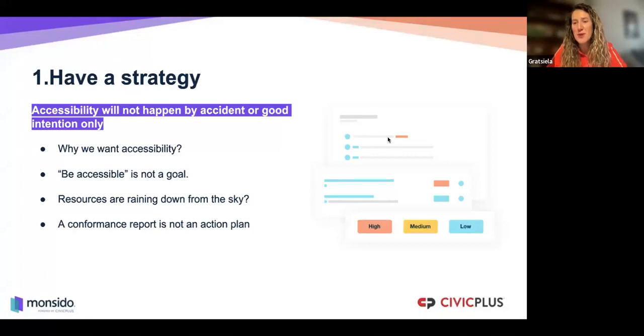Or measurable. We call them SMART goals, yeah. Goals you can measure. Yeah, thanks, Graciela.